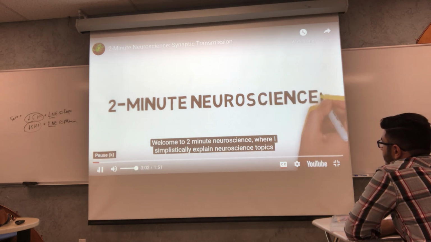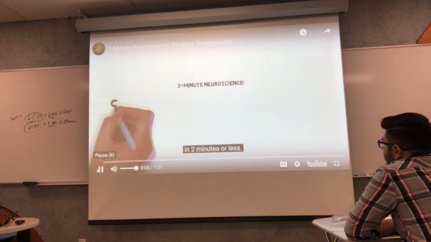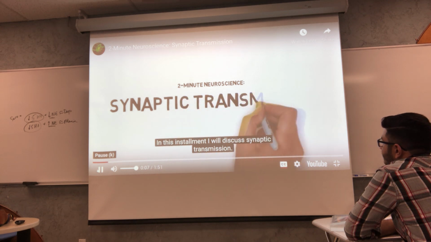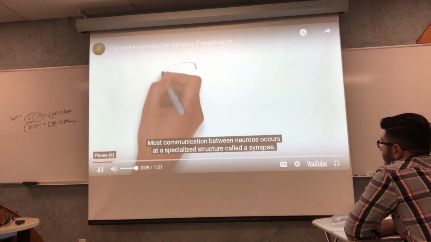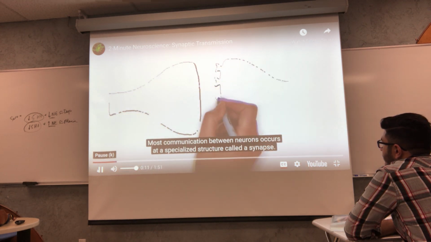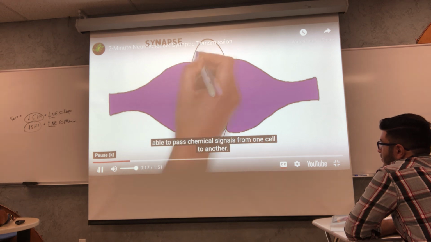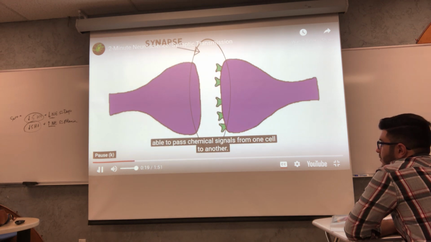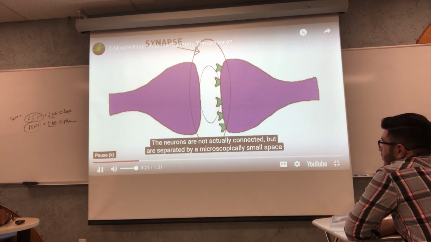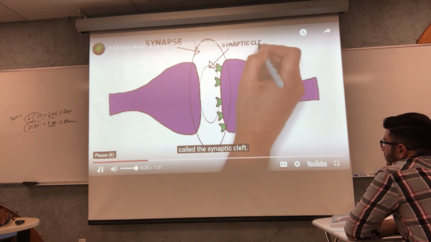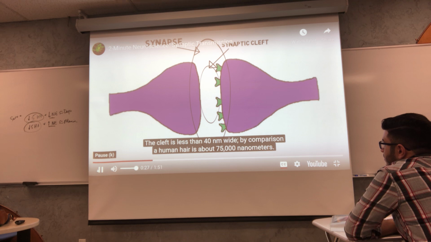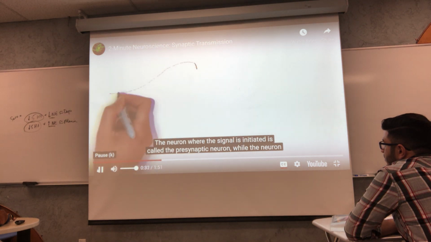I simplistically explain neuroscience topics in 2 minutes or less. In this installment, I will discuss synaptic transmission. Most communication between neurons occurs at a specialized structure called a synapse. A synapse is an area where two neurons come close enough to one another that they are able to pass chemical signals from one cell to another. The neurons are not actually connected, but are separated by a microscopically small space called the synaptic cleft. The cleft is less than 40 nanometers wide. By comparison, a human hair is about 75,000 nanometers wide.